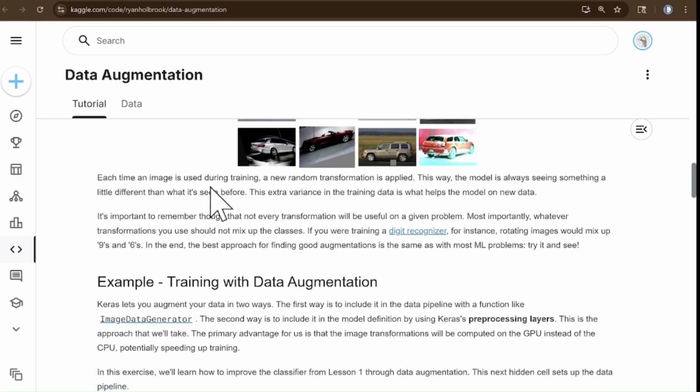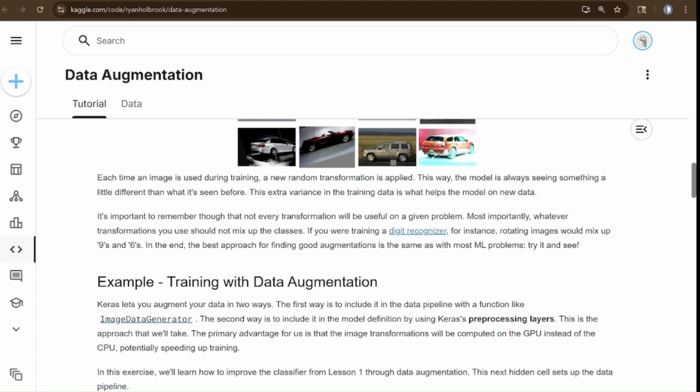Now each time an image is used during training, a new random transformation is applied, and this way the model is always seeing something a little different than what it has seen before. The extra variance in the training data is what helps the model on new data. It's important to remember though that not every transformation will be useful on a given problem. Most importantly, whatever transformation you use should not mix up the classes.